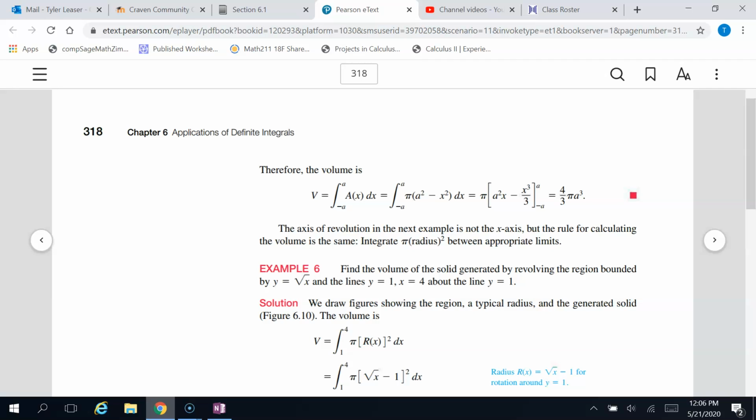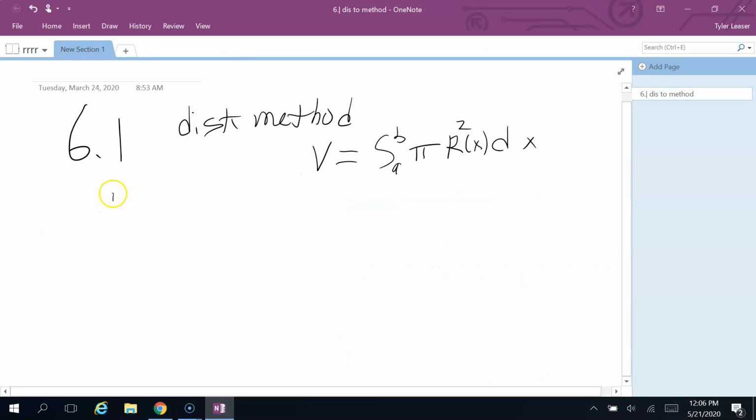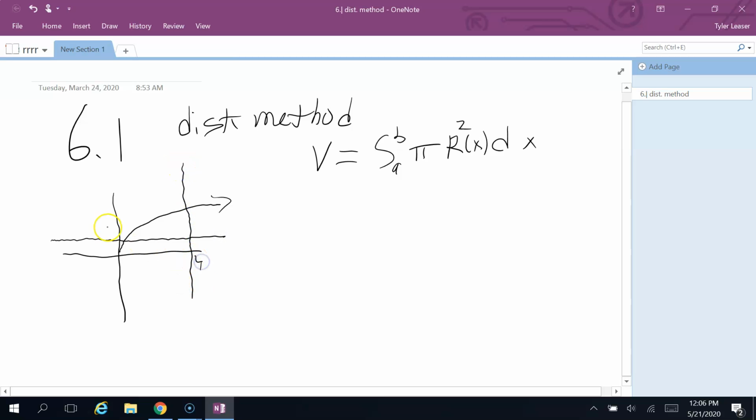So let's try to get our picture going here. Just remember it's y equals square root x, y equals 1, x equals 4 that are going to be the bounds for our region. So let's graph that out. So y equals square root x is just this kind of graph here, and this goes on forever. Y equals 1 is going to be the horizontal line at 1 on the y-axis, and then x equals 4 is the vertical line here at 4 on the x-axis.